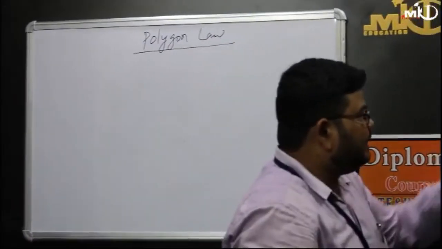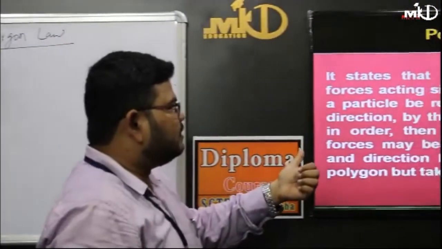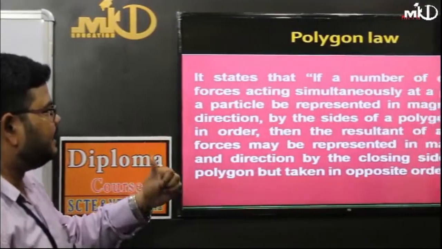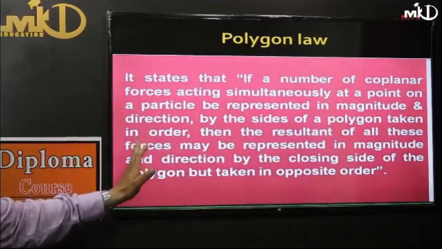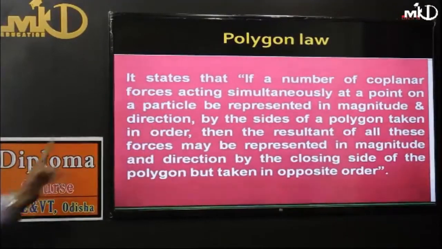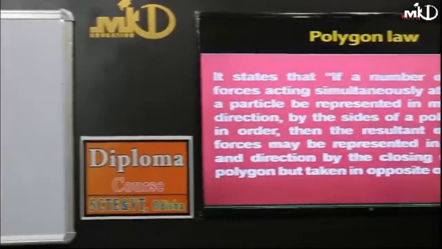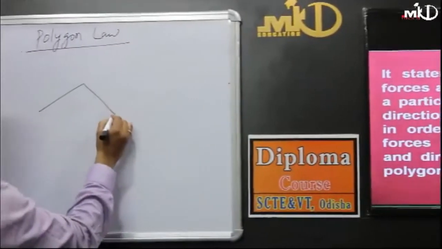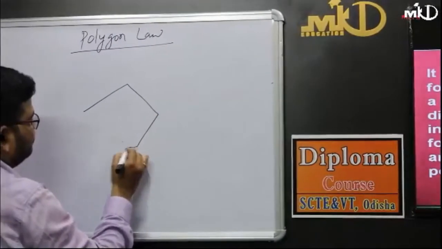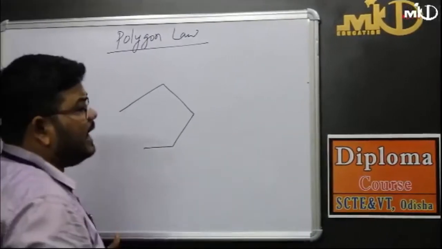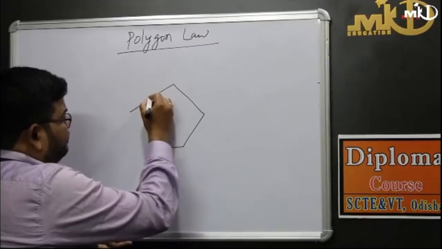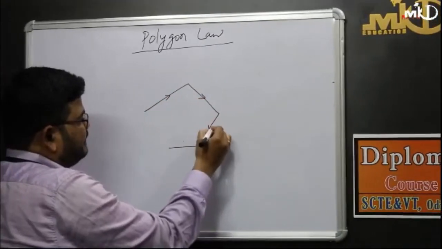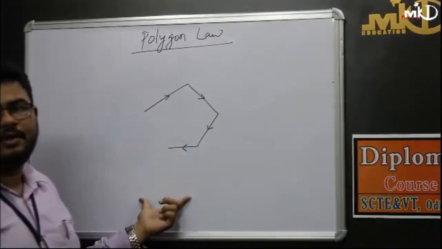See, it is being told that if a number of coplanar forces are acting simultaneously at a point on a particle and they are represented in magnitude and direction by the sides of the polygon taken in order. Now let us see. Here I have taken a polygon where 4 forces are being represented by 4 sides of a polygon.